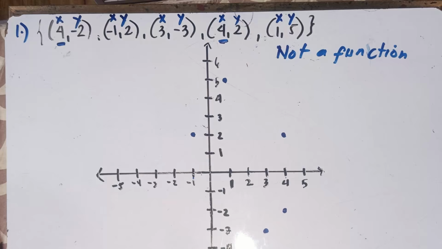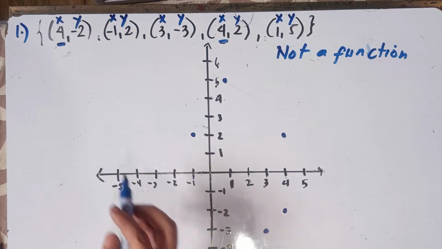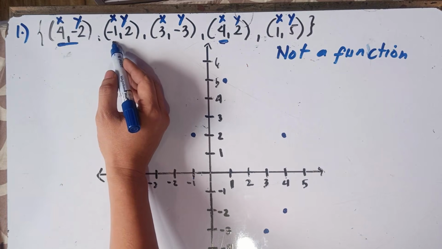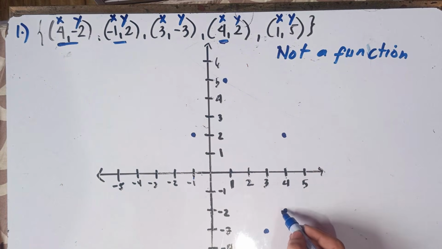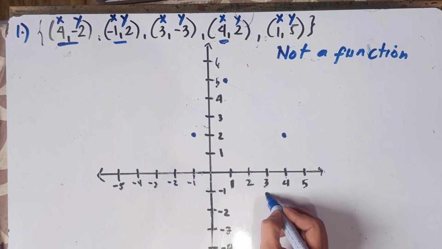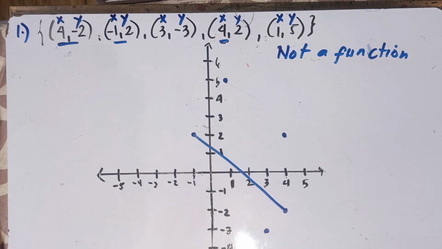But let's check that one, class, based on the graph. Alright, let's do that. You start with 4 and then negative 2, going to negative 1 and then positive 2. This one right here. Do it step by step.